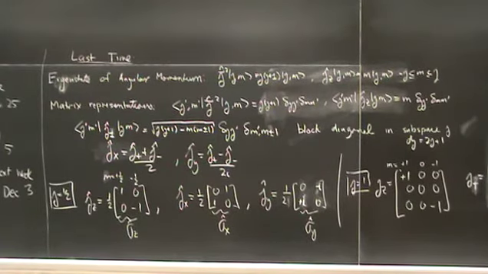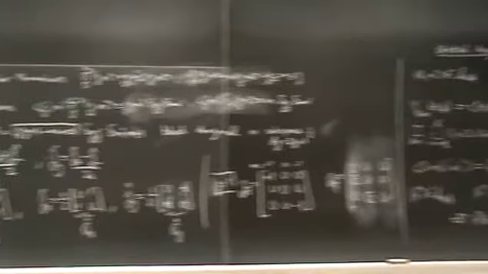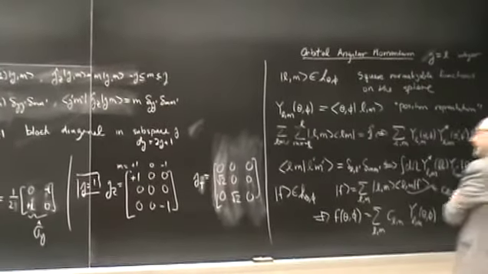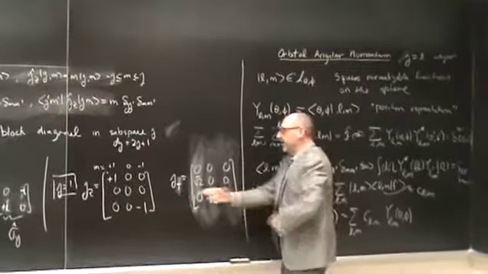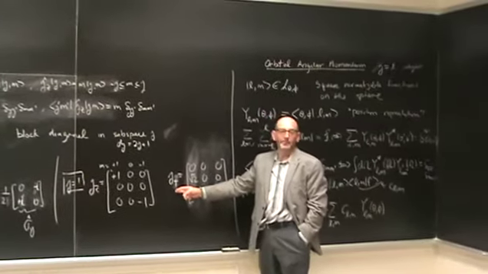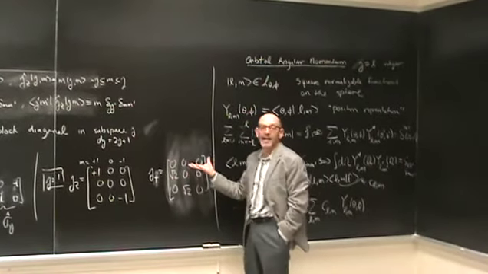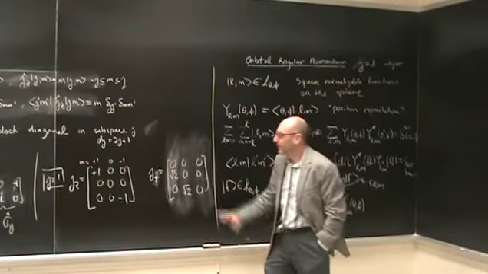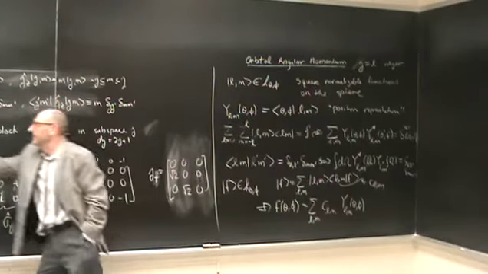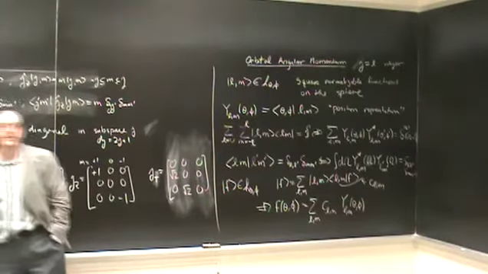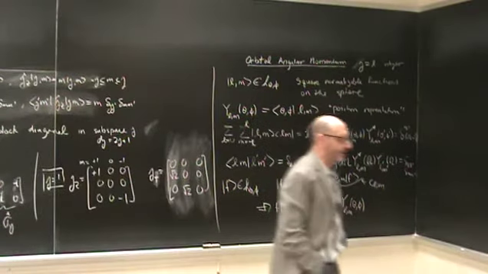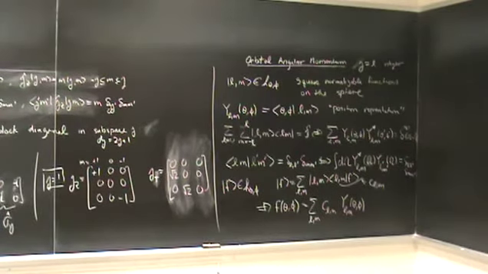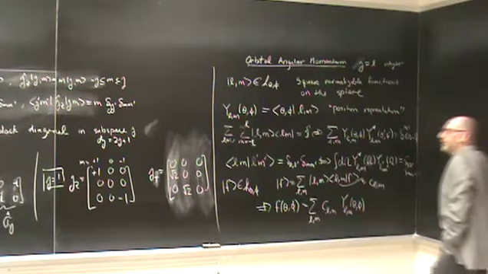J equals 1, here are the matrix representations. Again, jz is diagonal, and this is j plus. Once we have j plus, then we can get j minus by just taking the adjoint. And then once we have the adjoint, we can get the Hermitian and anti-Hermitian parts of that. And et cetera, et cetera.